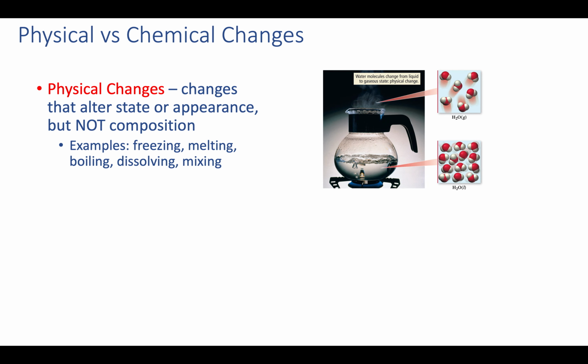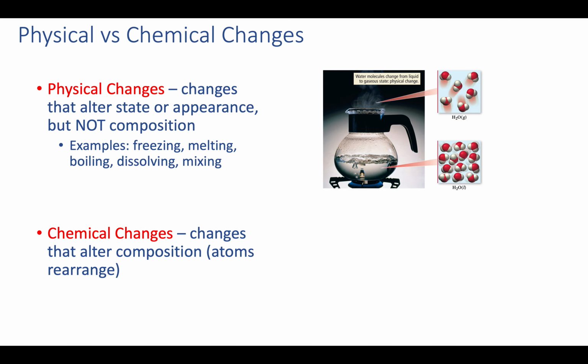So let's take a look at boiling water as our example. So our water starts as a liquid and it changes to a gas form. This is a physical change because notice that we still have H2O, 2 hydrogens and 1 oxygen. We're not changing the identity of the water, we're just changing the form that it takes.